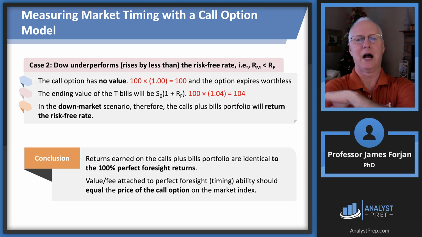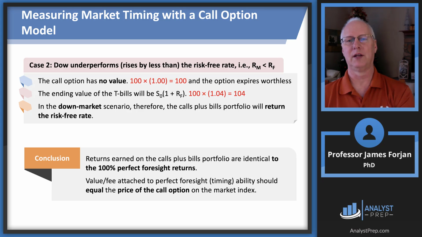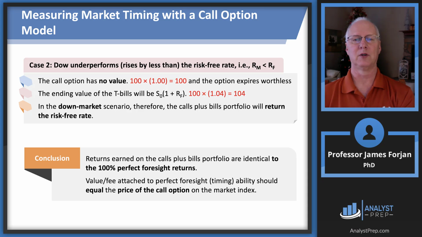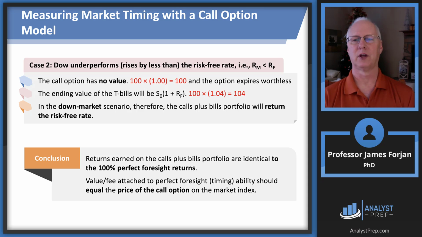Now, the second case is way easier. Let's suppose that the Dow underperforms. And so notice the call option has no value. So there's our 100 times 1.0. Let's suppose that the return on the market is 0%. So that gives us 100 in red. The option expires worthless, right? You have the right to buy at 104. Why would you buy at 104 when you can buy at 100? So you throw the option into the circular filing cabinet. The ending result of the treasury bills will be 104.